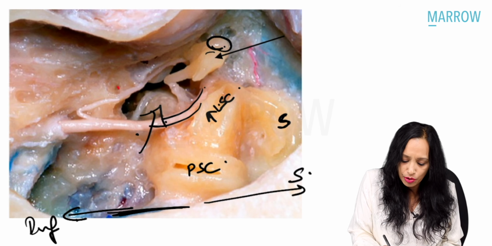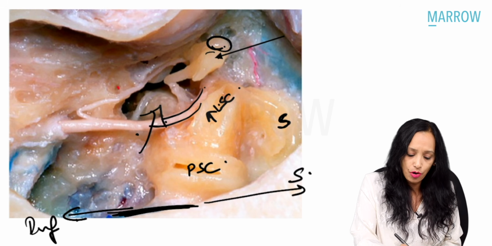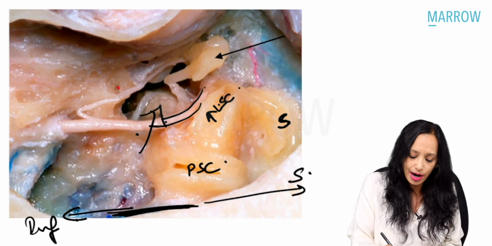Also we can see this bluish structure, so we know that this has to be the sigmoid sinus. So what is this arrow marked structure here? The black arrow marked structure?